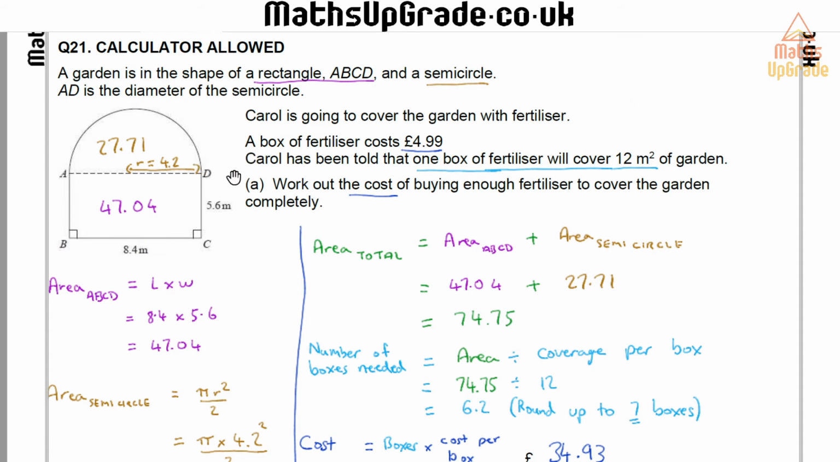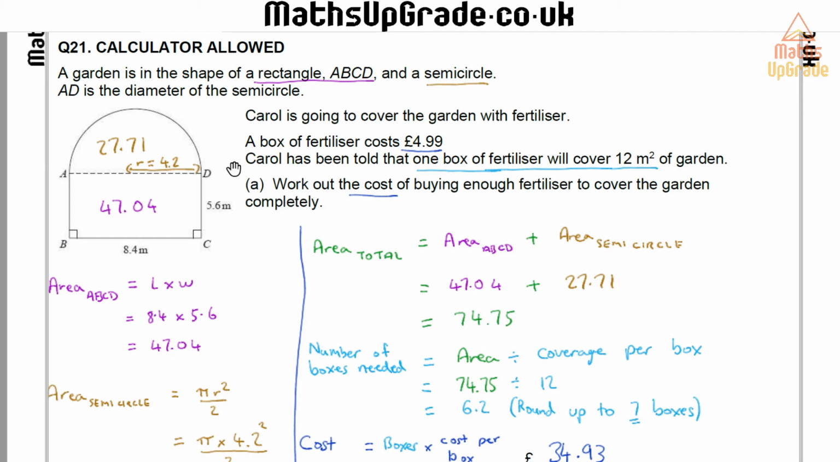Now, what I'm going to do first of all is find the area of this rectangle here. And that's straightforward because I'm given the length and I'm given the width. So multiply those two together to get the area of the rectangle. That's 47.04.